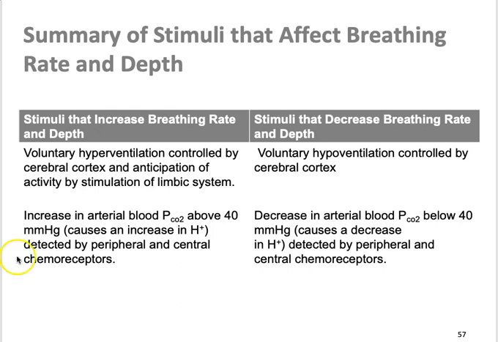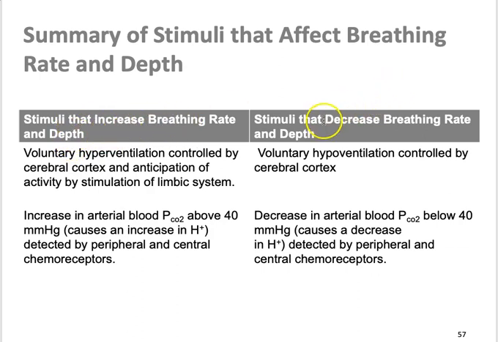What are the sensory stimuli that affect breathing? Voluntary hyperventilation is controlled by your cerebral cortex, right? Anxiety can cause this, and that's activation by the limbic system, right? An increased arterial partial pressure of carbon dioxide above 40 millimeters of mercury can cause an increase in the number of hydrogen protons, and that's what's going to be detected. That stimulus will increase the breathing rate and the depth of breathing.